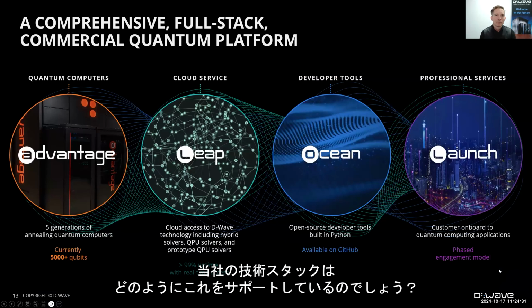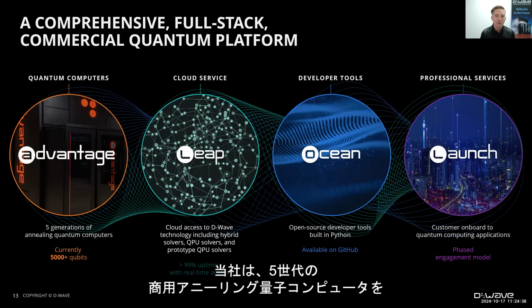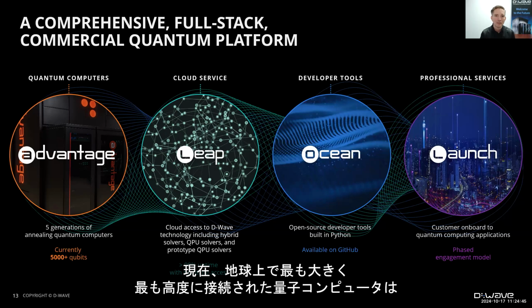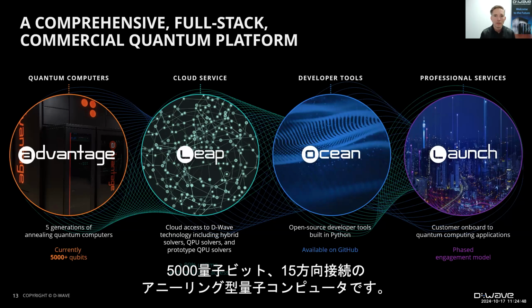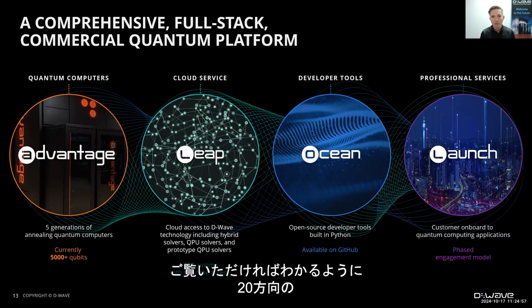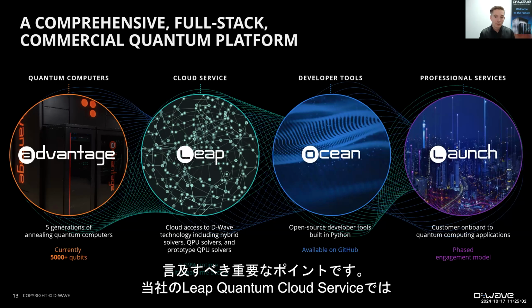So how are we supporting this with our technology stack? Well, D-Wave is known as a full stack quantum computing provider. So we have manufactured and produced 5 generations of commercial annealing quantum computers. And the largest, most highly connected quantum computers on the planet right now are annealing quantum computers with 5,000 qubits and 15-way connectivity. And that connectivity is increasing to 20-way interconnectivity, as you can see in our Advantage2 prototypes, which are online right now.